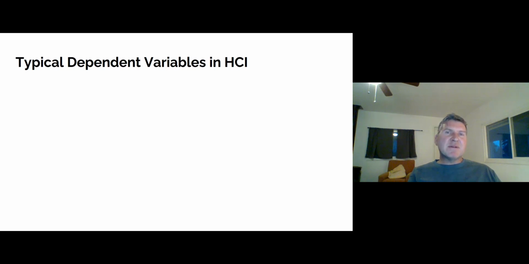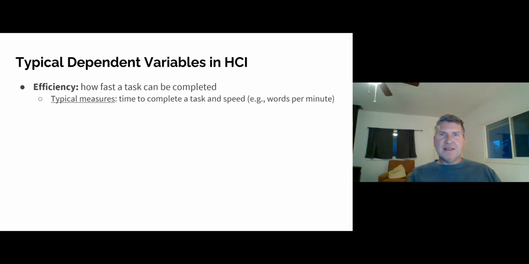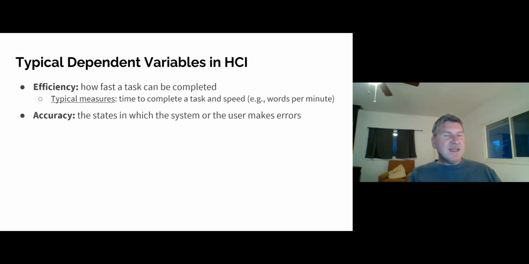So let's take a look at some typical dependent variables. One might be efficiency. And again, it helps to define how you're calculating efficiency, because efficiency can be defined many different ways. So it might be the time to complete a task. It might be the speed, words per minute. Now, efficiency also could look at the number of errors that you make. Accuracy kind of ties into this. The accuracy also needs to be defined because there's many different ways to calculate accuracy. So it might be the error rate, which is a rate, so it's a percentage.